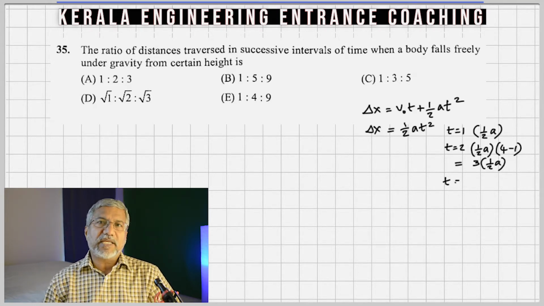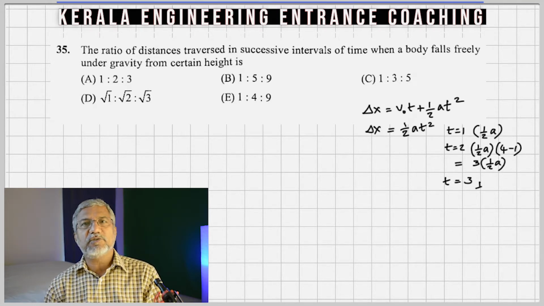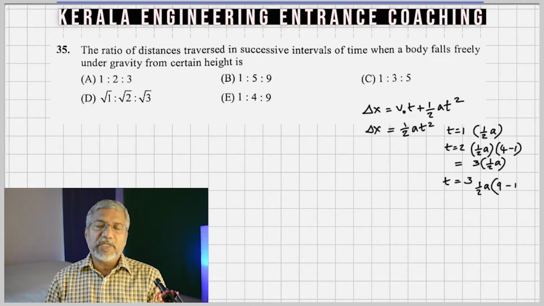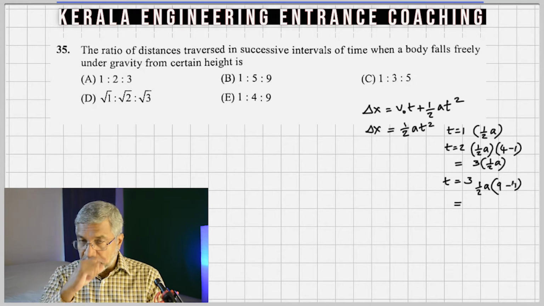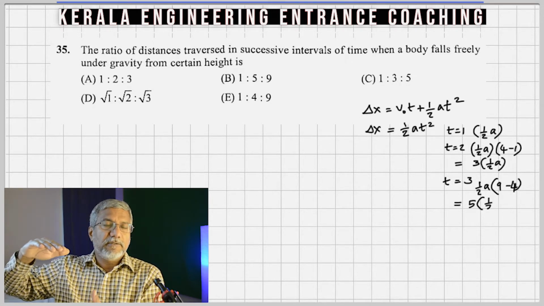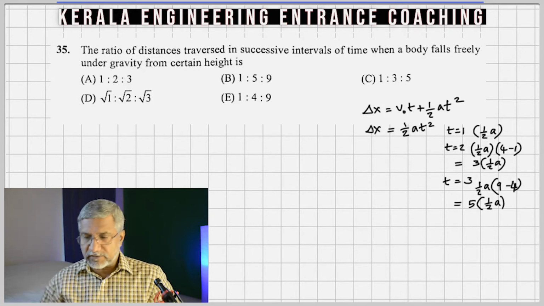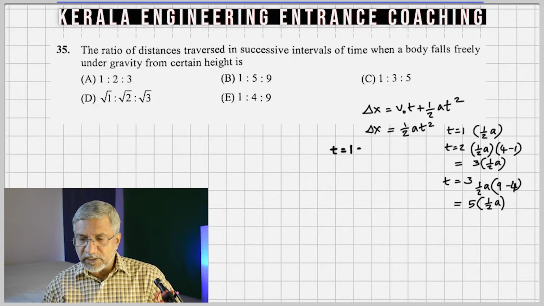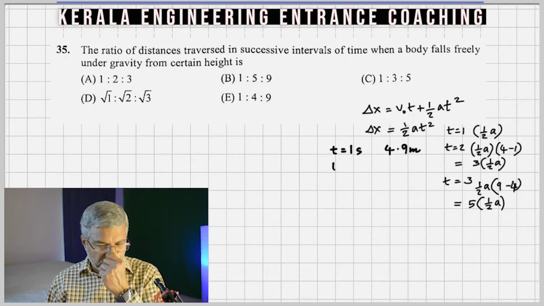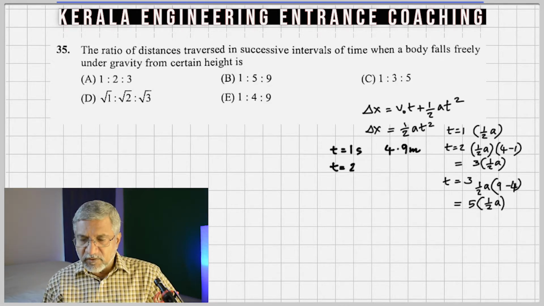Now in the third second, same thing. In the third second, t squared is now 3 squared, so that becomes 9. But then you'll have to subtract, not 9 minus 1, but 9 minus 4, because you have to subtract the distance in 2 seconds. So now you can see that the ratio is 1:3:5, but I'm also going to give you numbers. So it makes it clear.